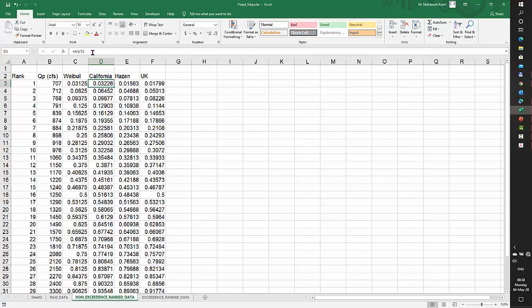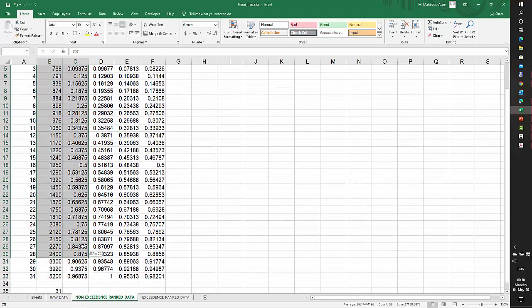The California formula is the same, but it divides by the total number of data that we have, not data plus 1, but the total number of records available to us. Similarly, the William-Hazen formula is a little modification, and so is the UK formula. These formulas would be shared with you on the LMS through the PDF copies of the book that I mentioned earlier. But let us first look at what these values tell us.